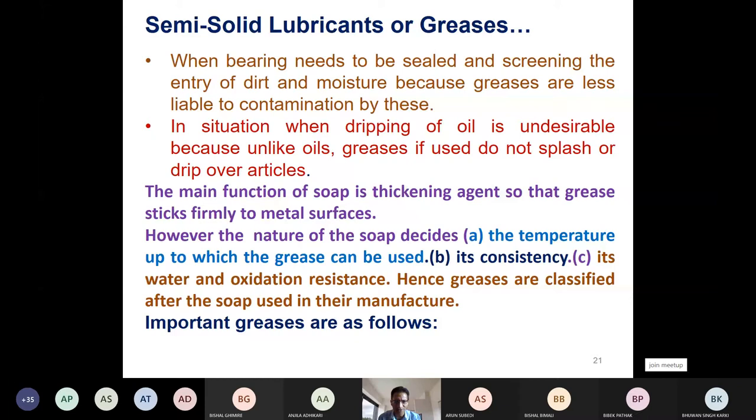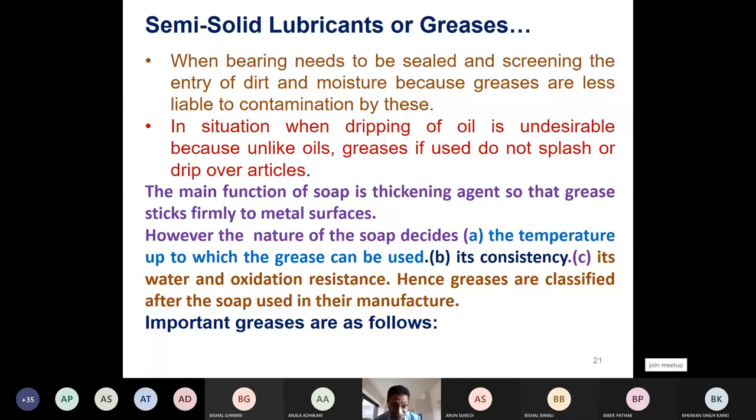Hence the main function of soap is as a thickening agent, so that grease sticks firmly to the metal surface. However, depending on the nature of the soap, the temperature up to which the grease can be used, its consistency, and its water and oxidation resistance differ. Hence, greases are classified after the soap used in their manufacture into the following types.